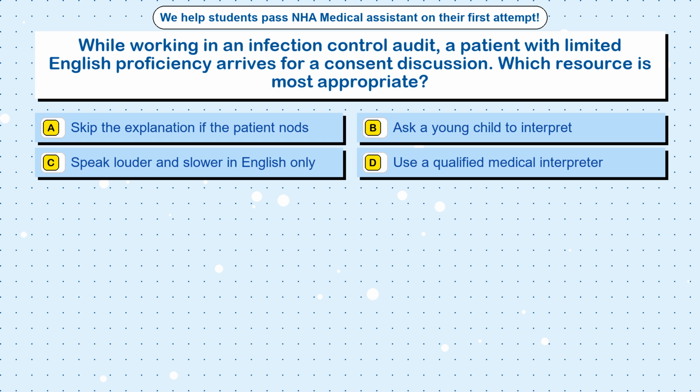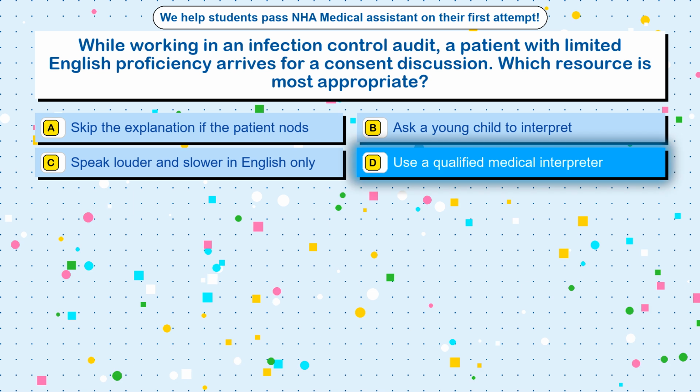Question 81. While working in an infection control audit, a patient with limited English proficiency arrives for a consent discussion. Which resource is most appropriate? Option A, skip the explanation if the patient nods. Option B, ask a young child to interpret. Option C, speak louder and slower in English only. Option D, use a qualified medical interpreter. The correct answer is option D, use a qualified medical interpreter.